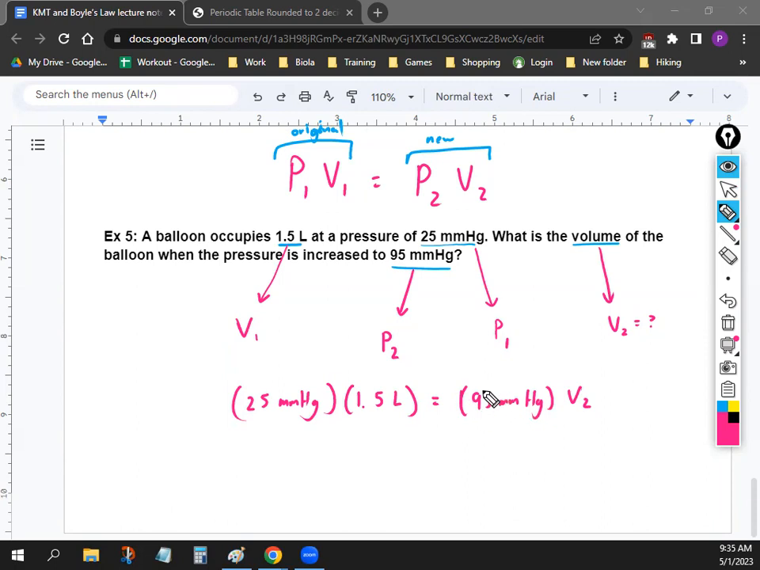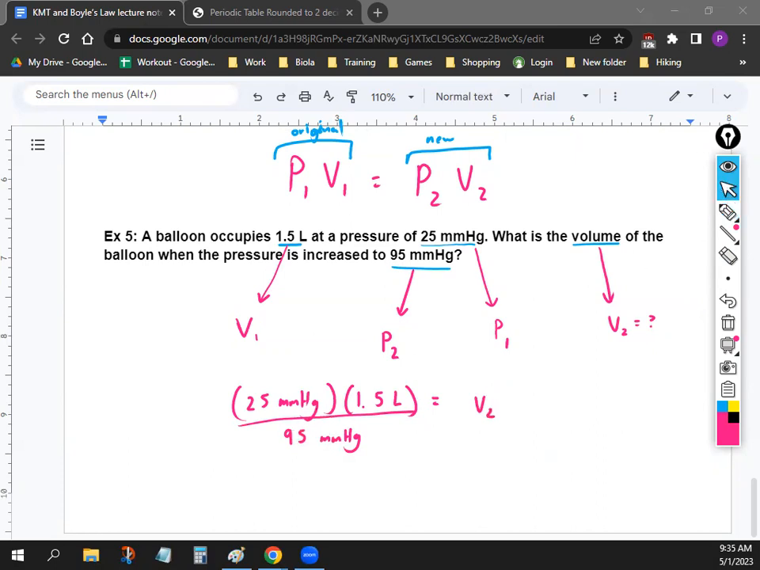Yeah, you have to take care of this 95 as well. So, all right, guys. We gotta move this 95 to the other side so that V2 can be by itself. If you guys notice, these two are being multiplied, right? So how can we move 95 to the other side? Yeah, we divide both sides by 95. So if we divide both sides by 95, we get this right here. Okay, so V2 is equal to this equation right here.